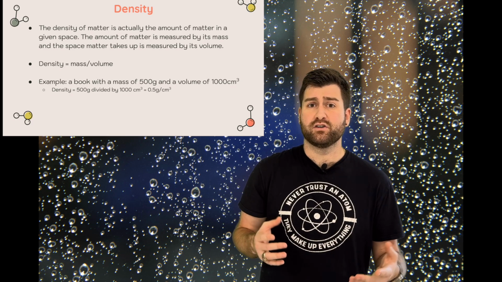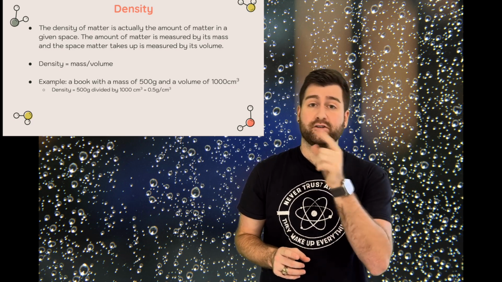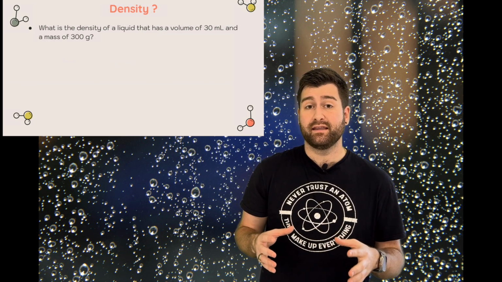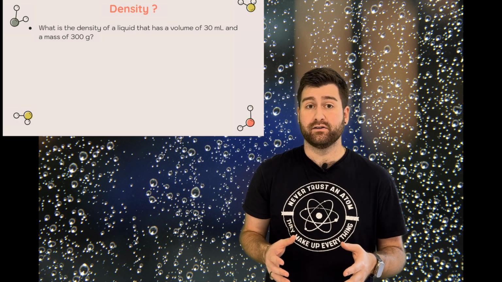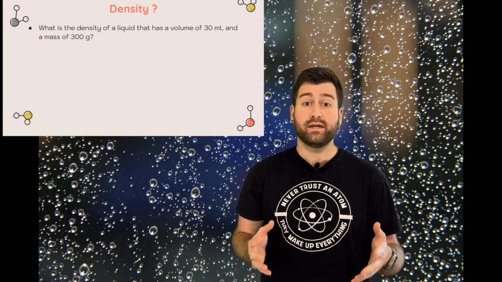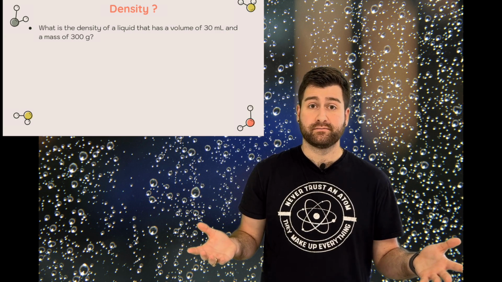Now let's do another question, but this time you're going to write it down and try it yourself. What is the density of a liquid that has a volume of 30 milliliters and a mass of 300 grams? Pause the video here and try this problem for yourself.